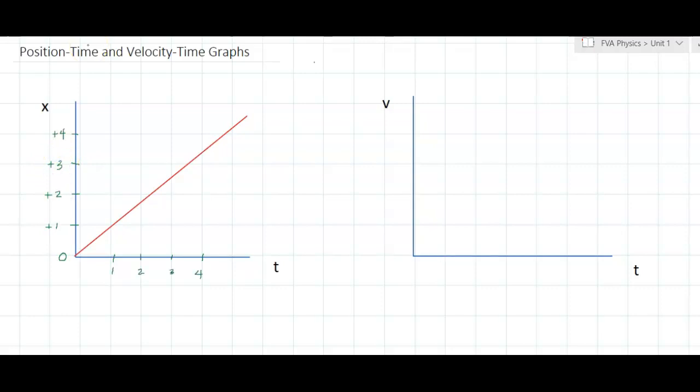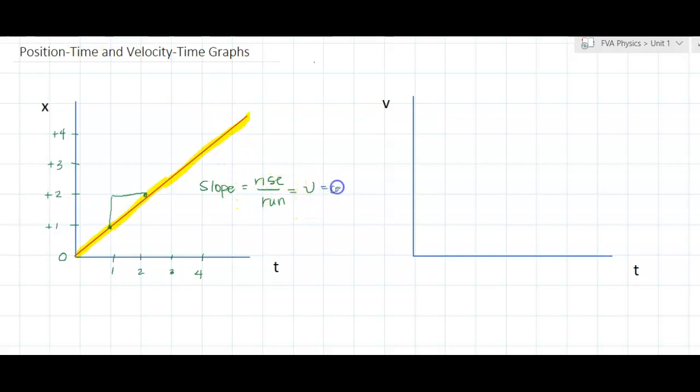The slope of this line, remember slope is rise over run, is positive because for every rise, every position, there is a positive up and over. So the rise over the run is positive, and this tells me my velocity. Now all throughout this entire time, the slope remains constant. So a constant slope means a constant velocity.